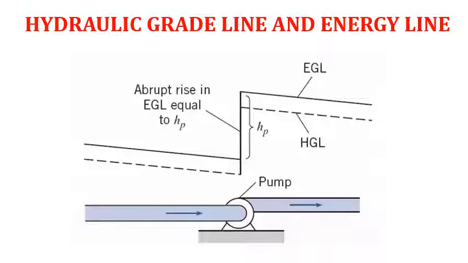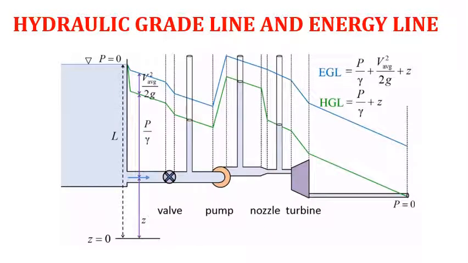So if you look at this figure, this line is an energy line, the solid line, and the dashed line is a hydraulic grid line. So for the first pipe, the energy line goes a little bit downward because of the friction losses, and upon reaching the center line of the pump, we can represent the rise in the energy imparted by the pump. So the energy which is added by the pump is given by HP, and this abrupt rise is equal to HP, and then again the energy grid line continues a little bit downward because of the friction losses.